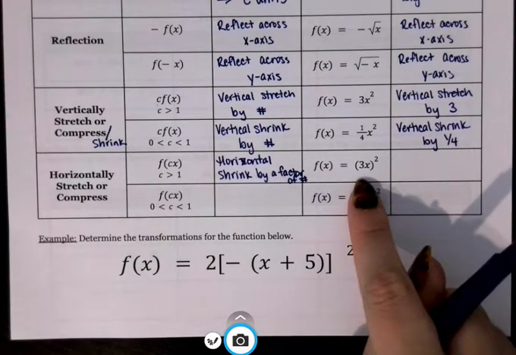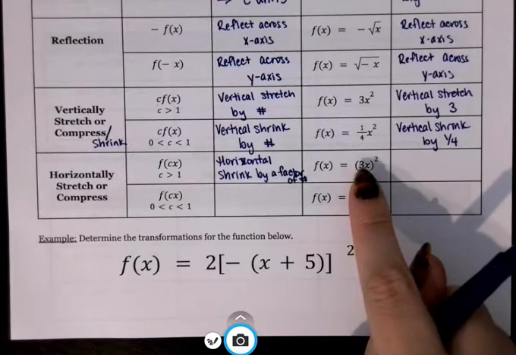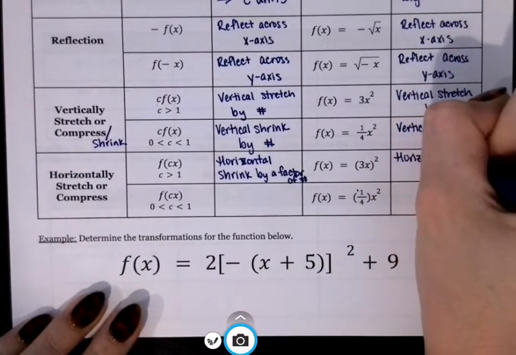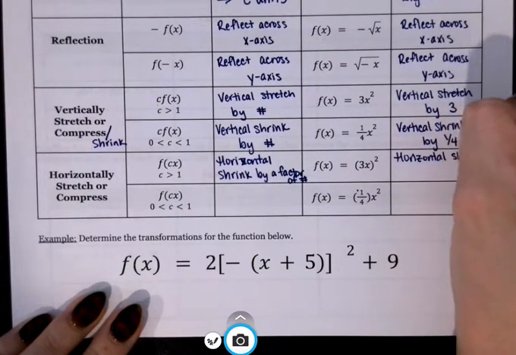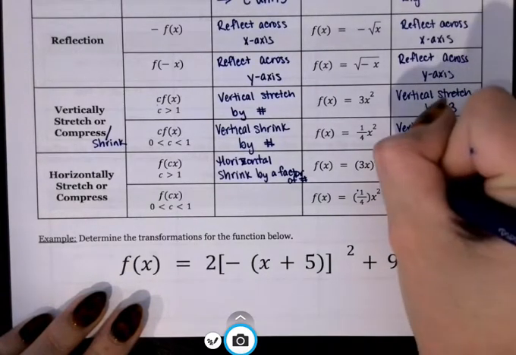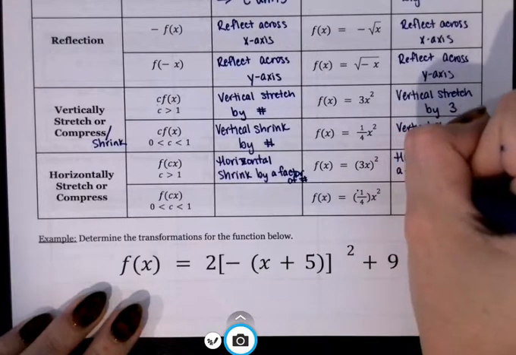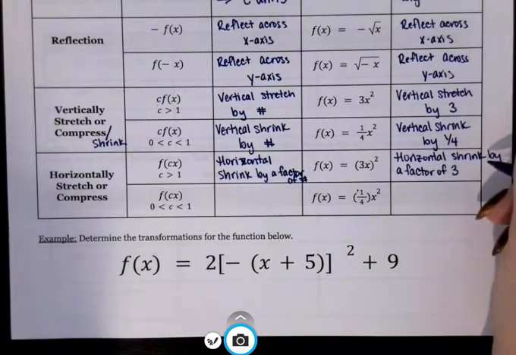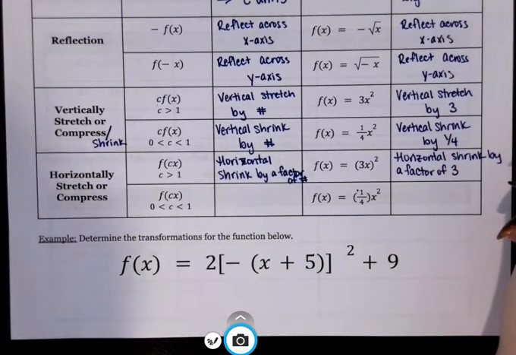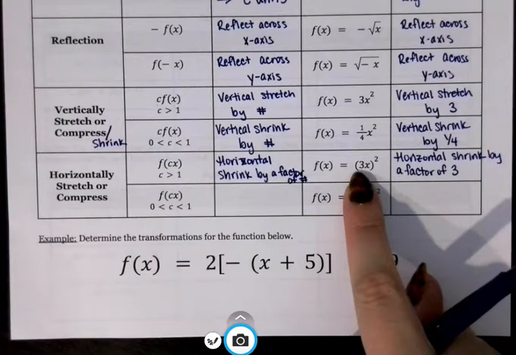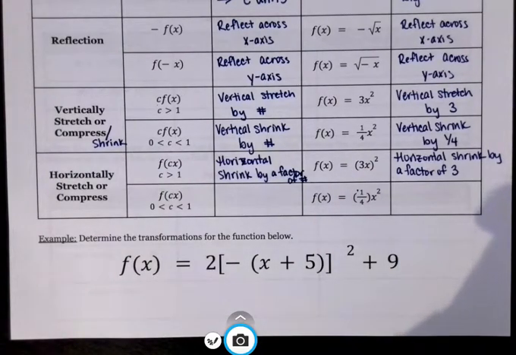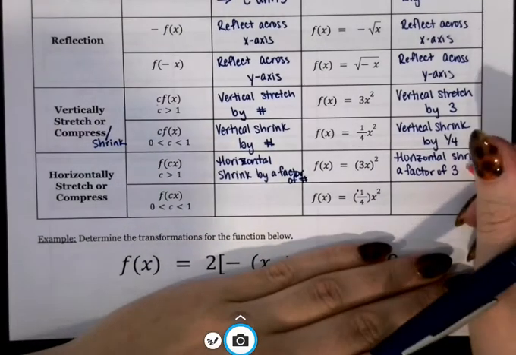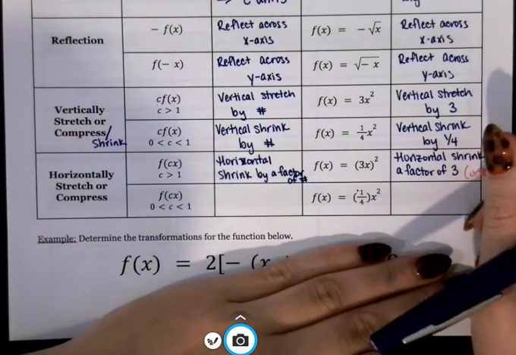So for this one, my 3 is on the inside. It is bigger than 1. So I have a horizontal shrink by a factor of 3. Or you could say a horizontal shrink by 1/3 because the reciprocal of 3 is 1/3. So I'm going to add that here.